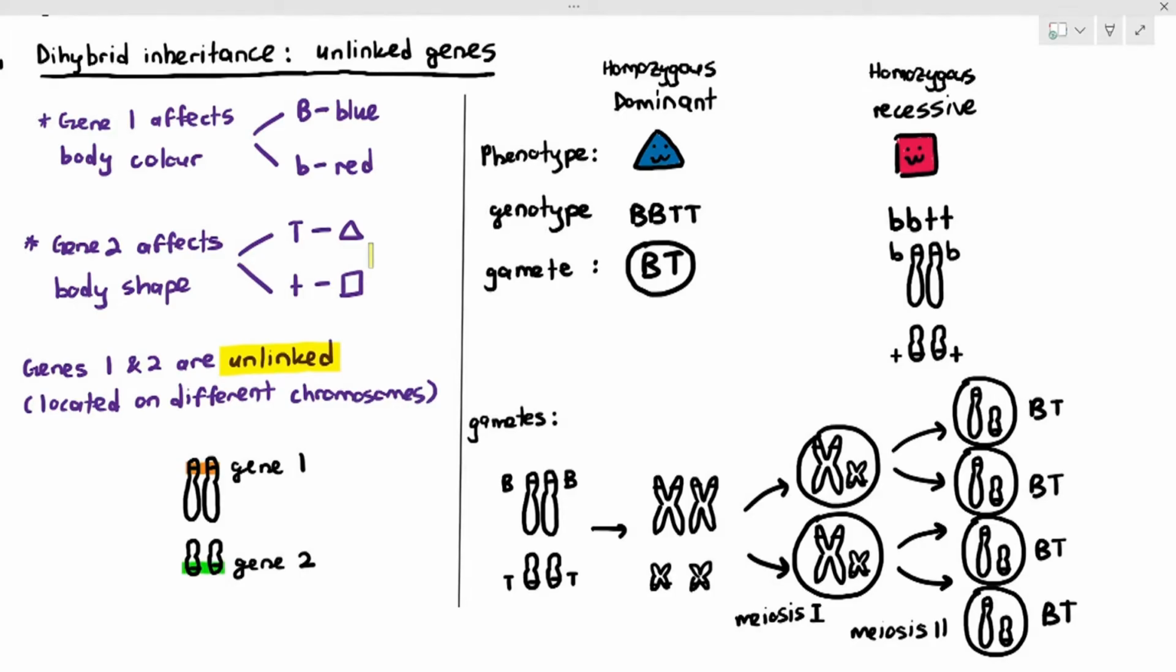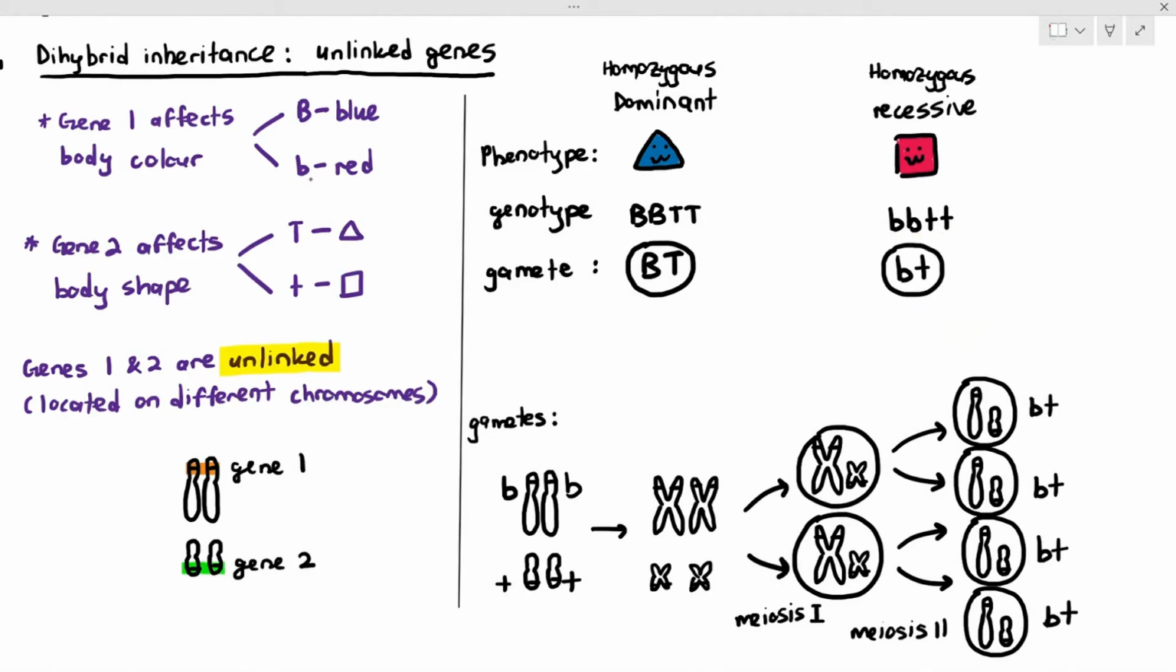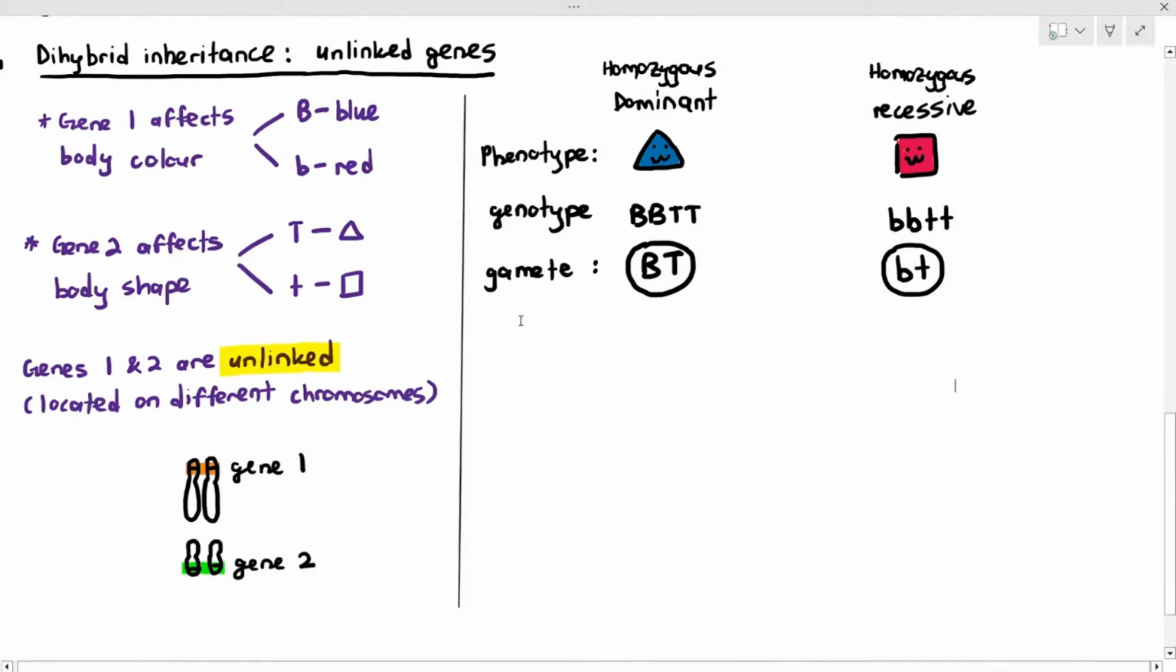And then, of course, for the homozygous recessive one, what's going to happen? I'm going to change the alphabets, as you can see here, small b, small t, and then the gametes will also be small b, small t, no matter what. So 100% of the gametes are small b, small t.